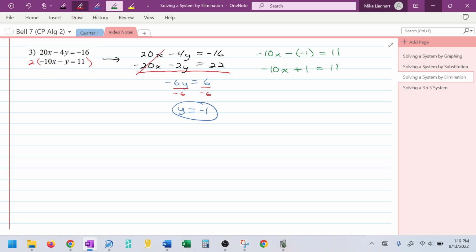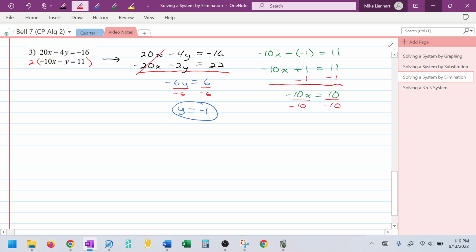I'm going to subtract 1 from both sides to move it. And that leaves me with negative 10x is equal to 10. Divide to solve. And I would get x is also equal to negative 1. I'm going to write this ordered pair as negative 1, negative 1, in alphabetical order, x comma y.